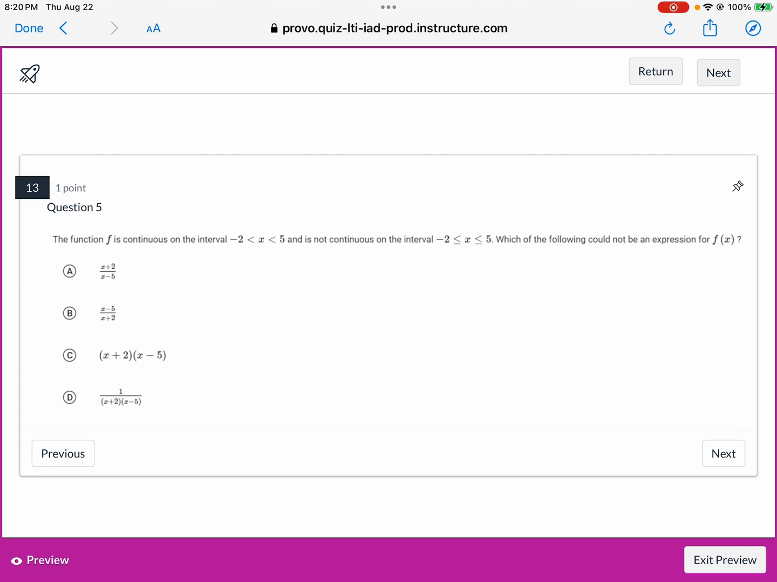Which of the following could be an expression for f of x? Could not be. Okay, so that is an important distinction. I remember doing this one and getting kind of tripped up because I didn't read the question correctly. Which of the following could not be an expression? So make sure you watch out for that. Okay? Basically making sure that none of these, that the domain restrictions in these right here, that's what you're checking for.